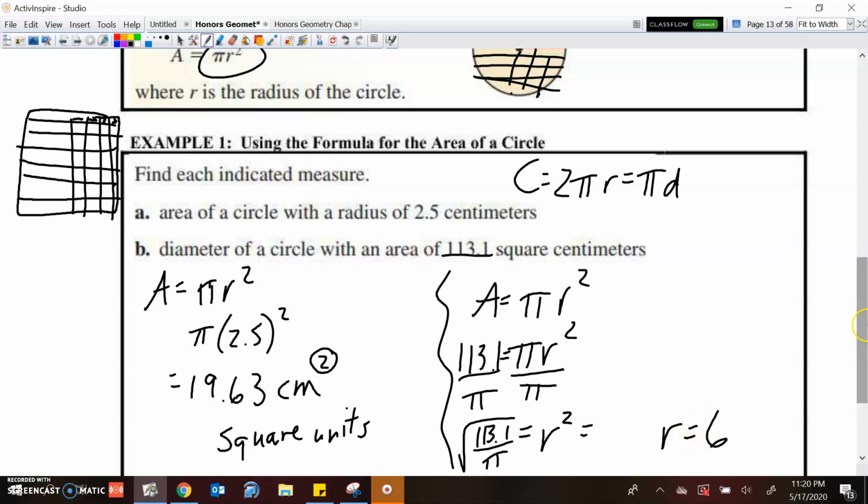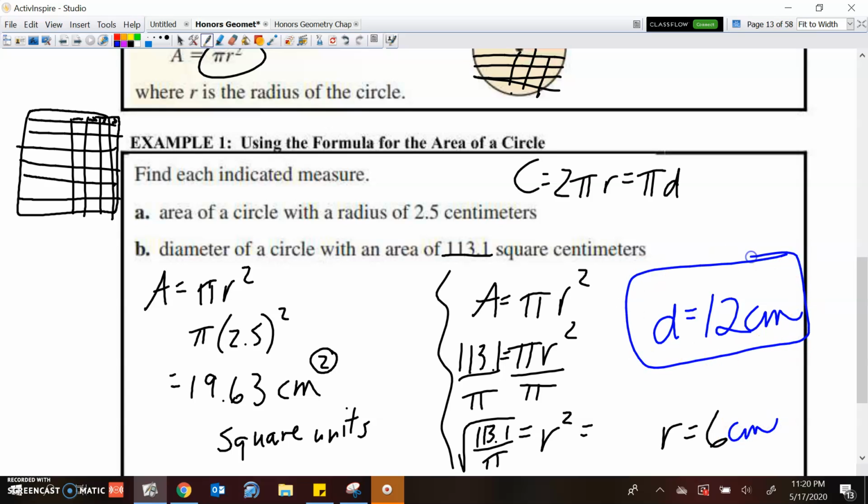So now that's my radius. I want to know what the diameter is. Knowing that the diameter is double the radius, I can easily say that my diameter is equal to 12, and we're talking about centimeters. This would be centimeters as well, but that's the answer they want. All right, let's move on to the next part.